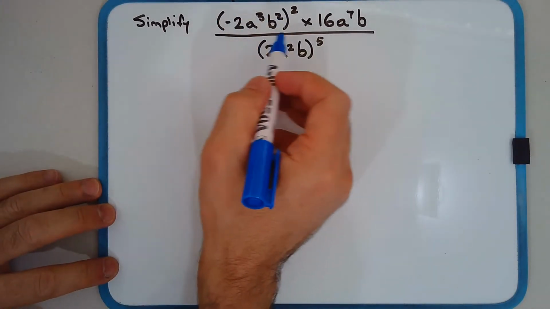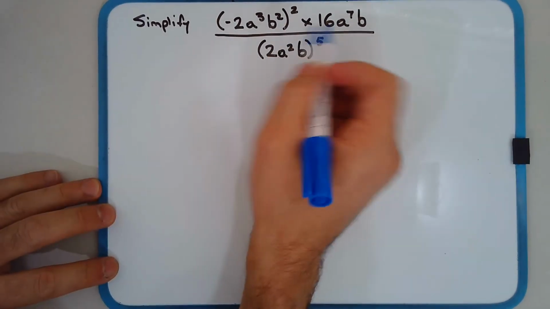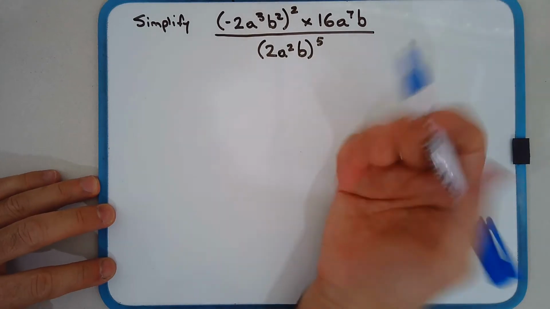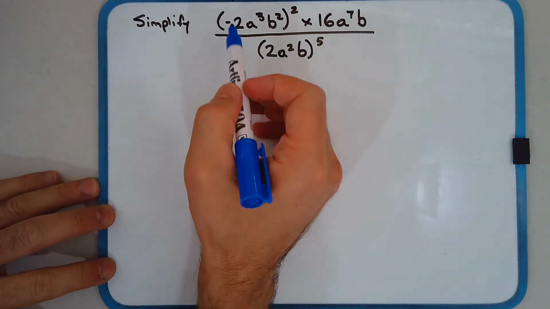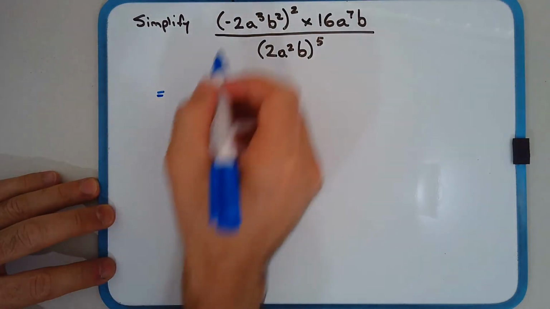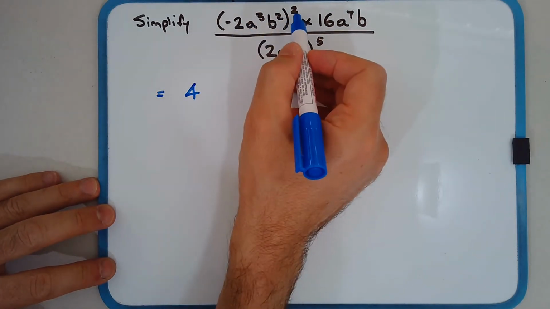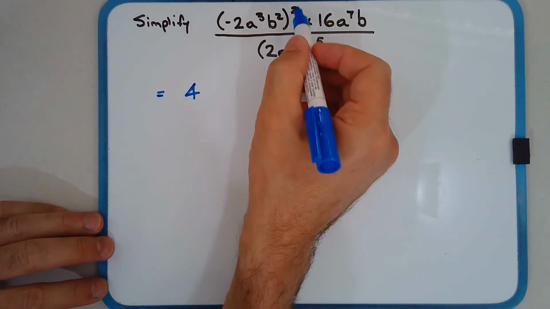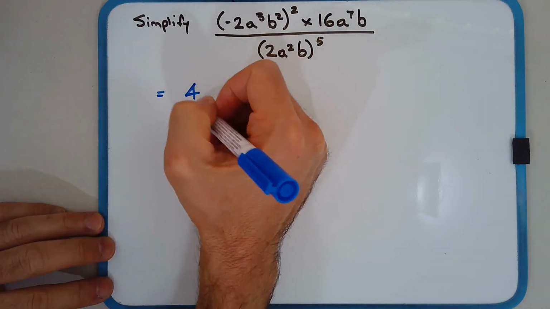So let's start off with the numerator. You can see here that there are some indices being multiplied together and a power to a power, so some index laws need to be applied here. Let's have a look at the first bracket: negative 2a cubed b squared, all squared. Let's square that first. Negative 2 all squared is positive 4. In fact, anything to an even power will turn a negative into a positive. If that was the power of 4, it would be the same, so it'll be a positive answer.